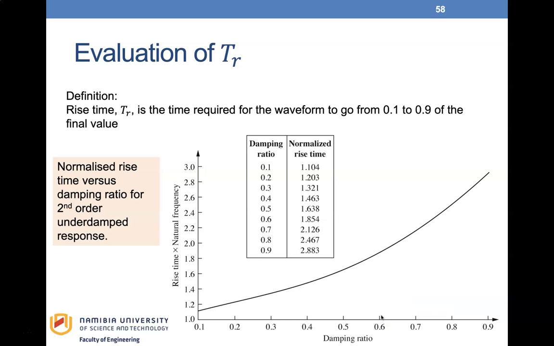Now, let's look at the rise time. We define the rise time as the time required for the waveform to go from 0.1 to 0.9 of the final value. There is no precise relationship between rise time and the damping ratio. A curve fitting technique, however, is used. The curve is produced using equation 4 and the varying values of zeta. The time axis is normalized with the natural frequency.